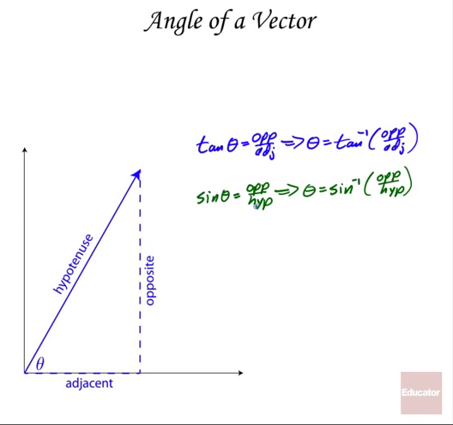Or what happens if we don't know the opposite side? We know the adjacent side and the hypotenuse. Well, the cosine of theta is equal to the adjacent side over the hypotenuse. Therefore, theta equals the inverse cosine of the adjacent divided by the hypotenuse. So if you know any two sides of this right triangle you're making with components, you can find the angle using your basic trigonometry.